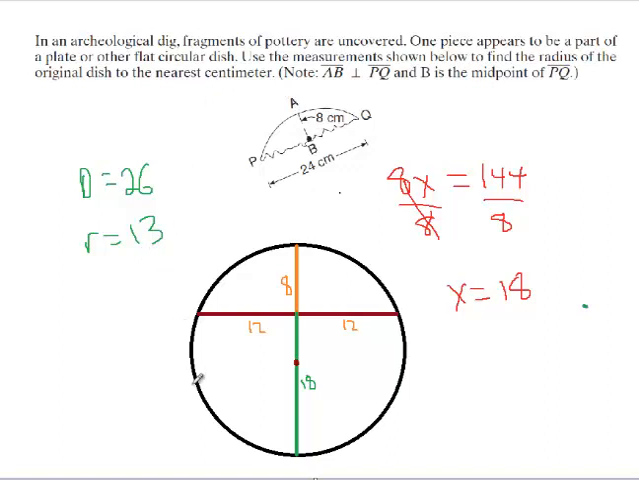If we wanted to know the area of the dish, well, that would simply be 13 squared, which is 169 times pi, because the area of a circle is pi r squared. So here we just used the two rules. We used the one rule that the products of the segments of two chords that intersect each other have to be equal. And we used the rule that a diameter that is a perpendicular bisector of any chord that it intersects.